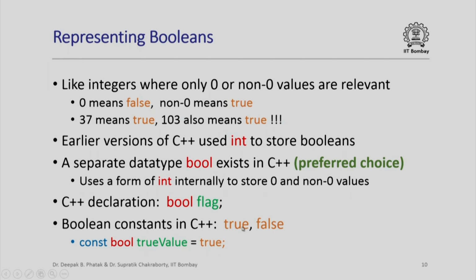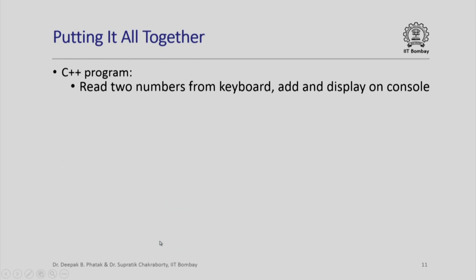False is guaranteed to be 0, true is guaranteed to be something other than 0, it may not be 1. And I could define constant Boolean values like const bool true value. So this is the constant Boolean value which has the value true, and because I have this keyword const here, I cannot change the value of true value in my program.